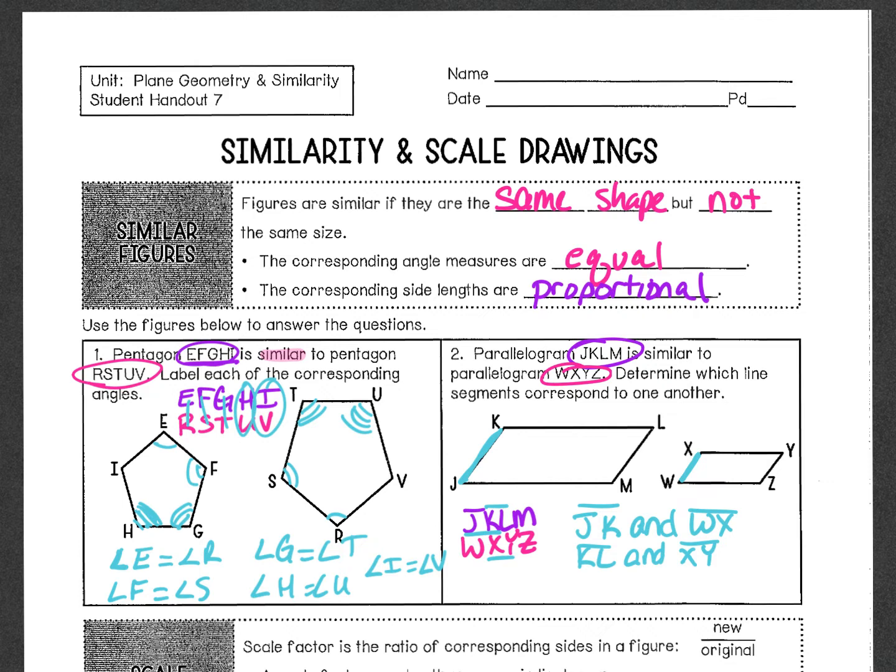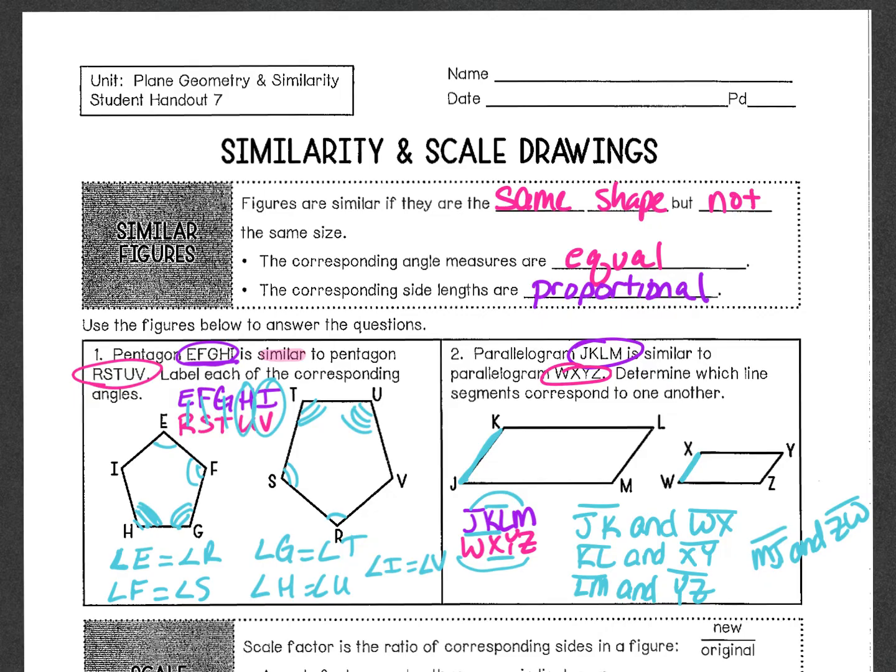Okay, and then we have LM and YZ. They should go in the same order also. And then last but certainly not least, we have MJ or JM. We'll go M to J. And since we went M to J, we'll go Z to W. These should have lines over it because we're talking about sides there that correspond.